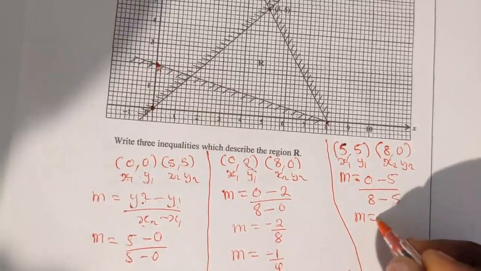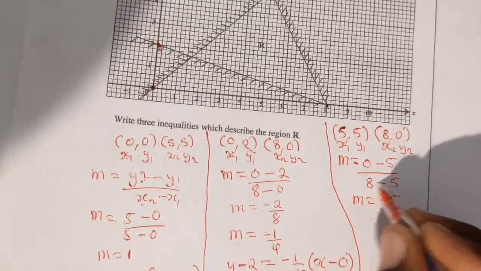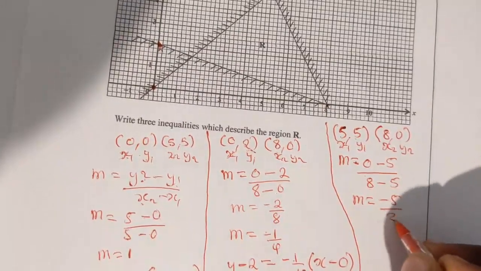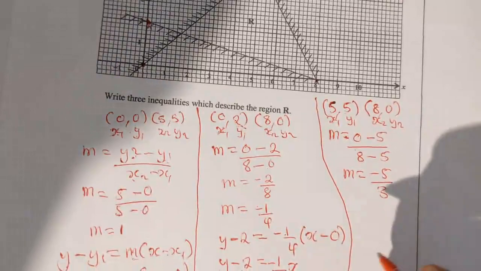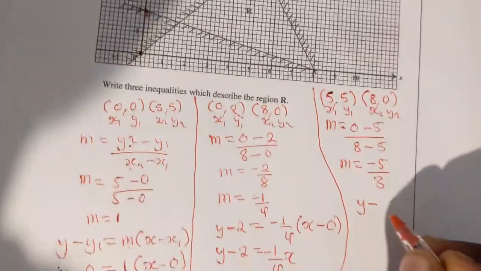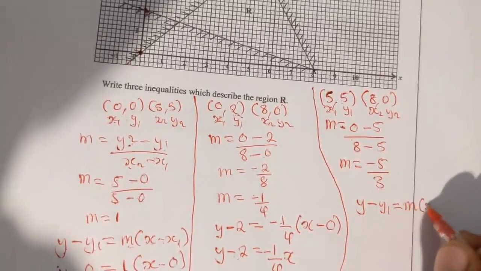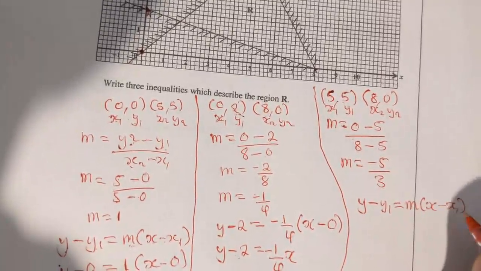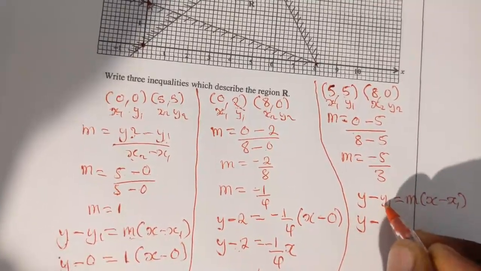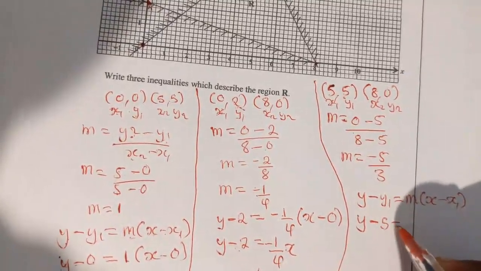Then m is equal to negative 5 over 8 minus 5, that is 3. So that means this is the gradient. So the equation y minus y1 is equal to m times (x minus x1). So y minus y1, we have 5, so you just put 5 is equal to m.